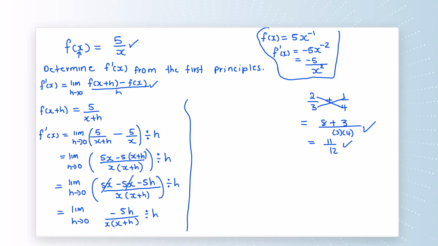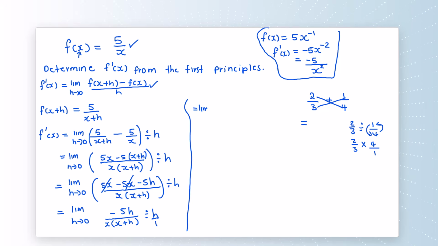Remember from algebra, if you have two fractions, like 2 over 3 dividing another fraction, 1 over 4, you're allowed to change the division sign to multiplication and then flip the second fraction. So it's going to be 4 over 1. Okay? So we're going to apply that here. Keep in mind, the h is over 1 as well. Right? So let's go ahead and apply that.